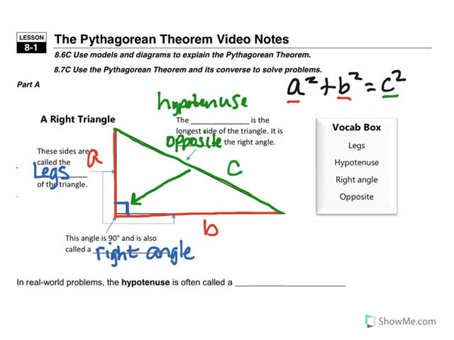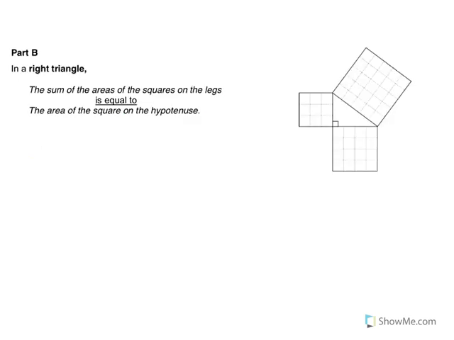In real world problems, the hypotenuse is often called a diagonal. And that's because, again, it's a diagonal line, and it's right across from the 90-degree angle. Okay, let's move on to part B.